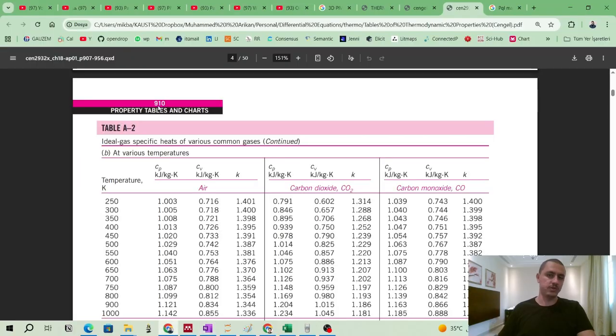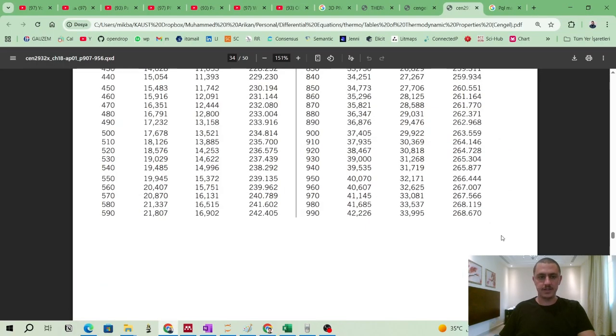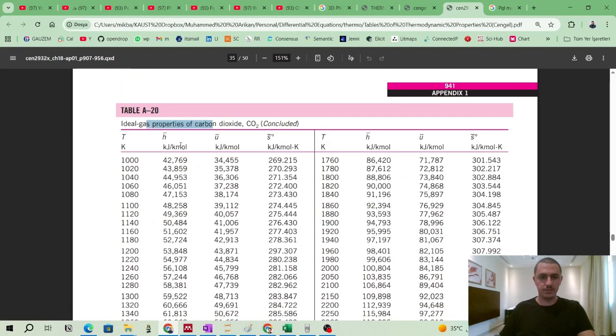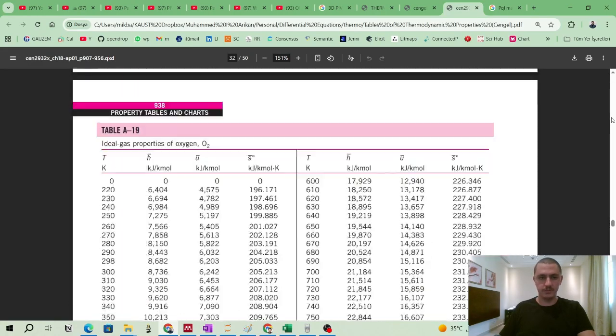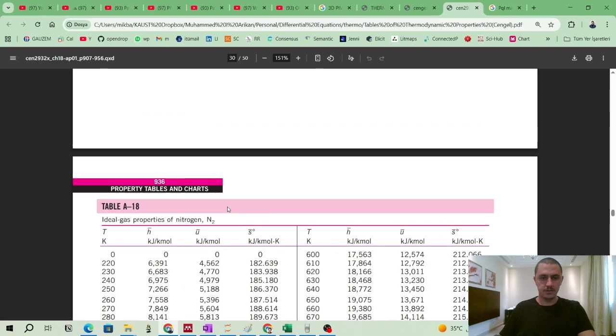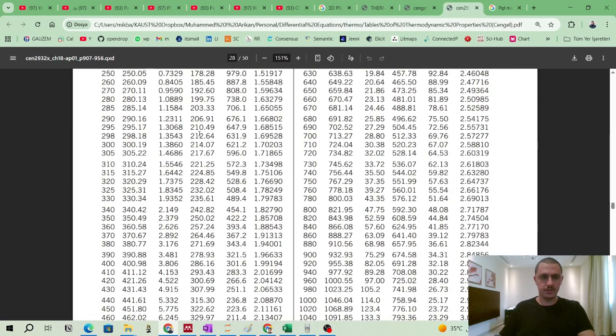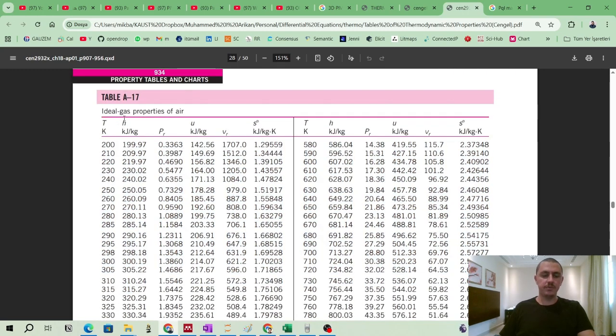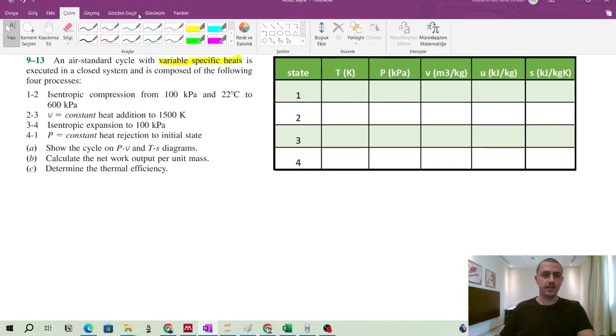Okay, we will go to table A-17, the ideal gas properties of air. This is carbon dioxide. This is nitrogen. This is air. Here you only need the temperature to find the other properties. So let's start filling our table here.